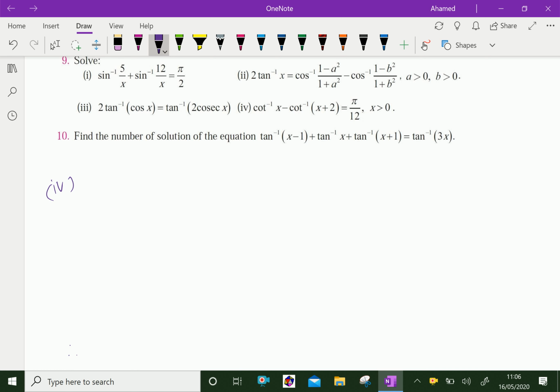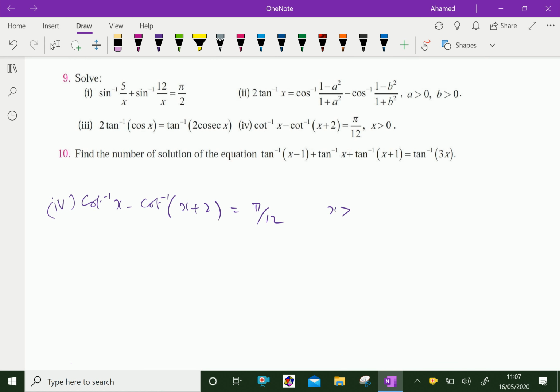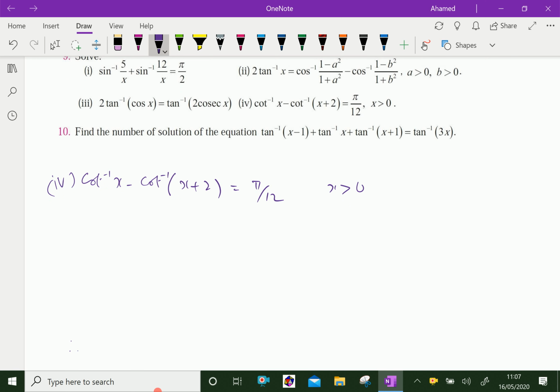Let us write the given equation, that is cot inverse x minus cot inverse x plus 2 equal pi by 12, where x is greater than 0. So look at this. Here, the cot inverse x we can write as tan inverse 1 over x minus tan inverse of x plus 2, becomes 1 over x plus 2, which is equal 5 over 12.